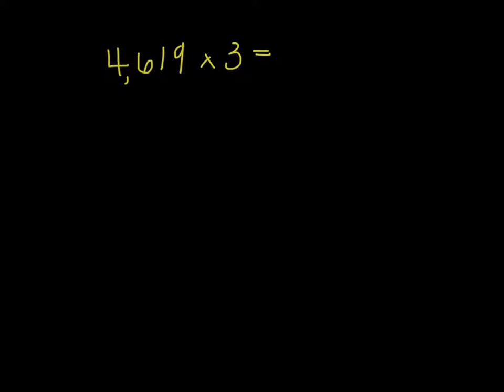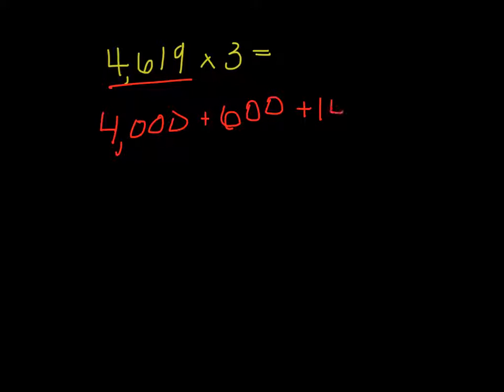You're just adding on one more box, one more digit. Okay, we're going to look at 4,619 times 3. My first step is to take my larger factor that I'm multiplying and break it down into its place value parts. I know that 4,619 is the equivalent in expanded form to 4,000 plus 600 plus 10 plus 9.